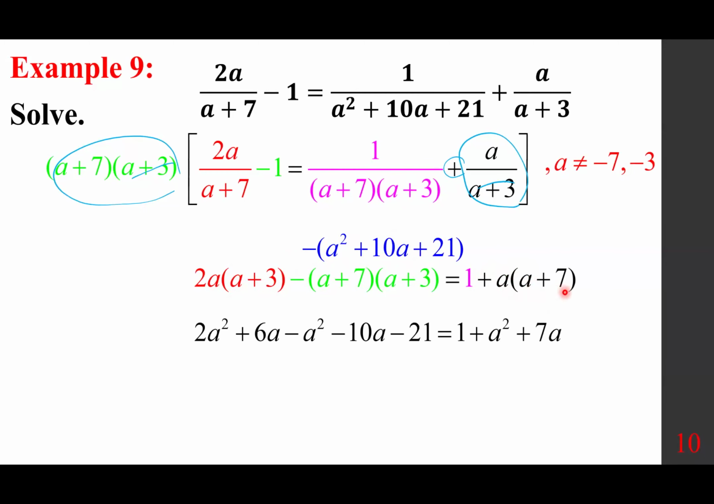So let's put the right side in descending order: a squared plus 7a plus 1. Let's combine like terms on the left side. These two add up to a squared. These two add up to negative 4a. Everything else remains unchanged. We can drop the a squared from both sides just because they're identical. You don't have to move it. They are identical on both sides of the equation.